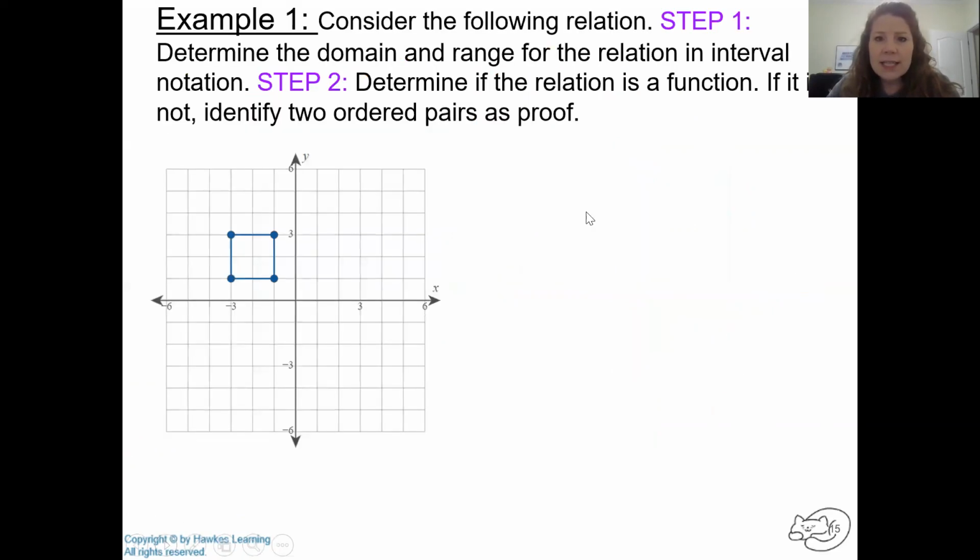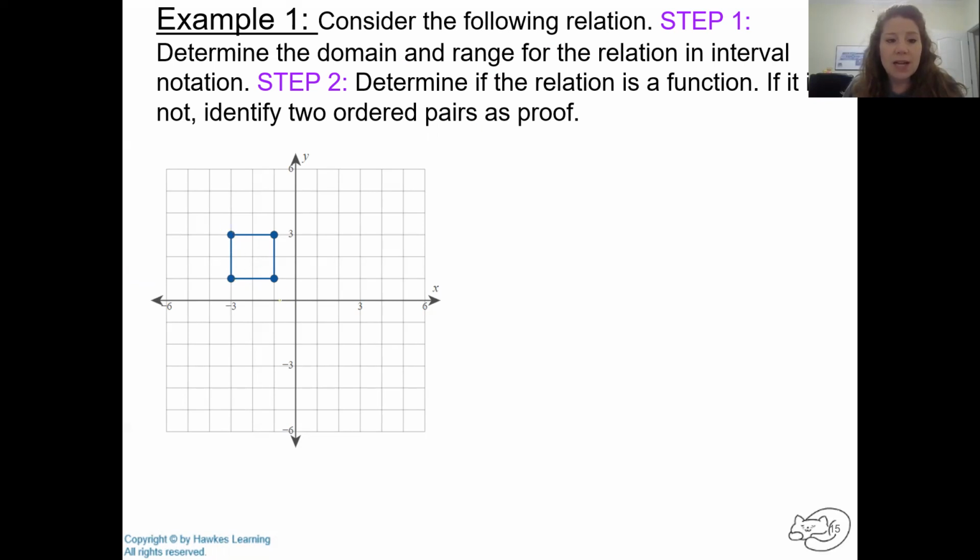All right, so let's look at this one. It says, consider the following relation, determine the domain and the range for the relation in interval notation. All right, so the domain, remember that's your X values, and the range are your Y values. So if I wrote out all these coordinates, so let's start with this one.